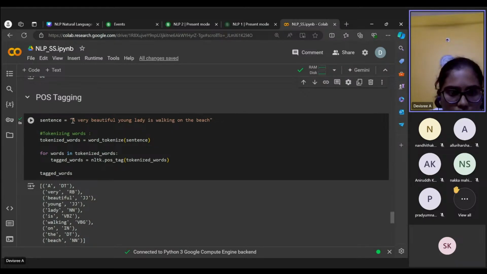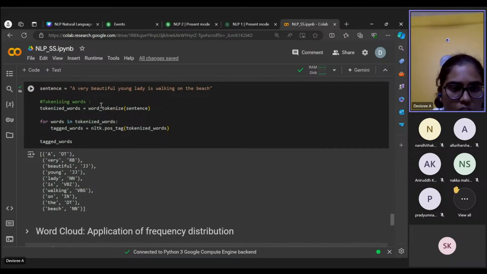Let's take an example of the sentence. A very beautiful young lady is walking on the beach. And now you tokenize these words. So you use word tokenize on this sentence. For each of the words in the tokenized words, this contains a list of all the words as tokens.